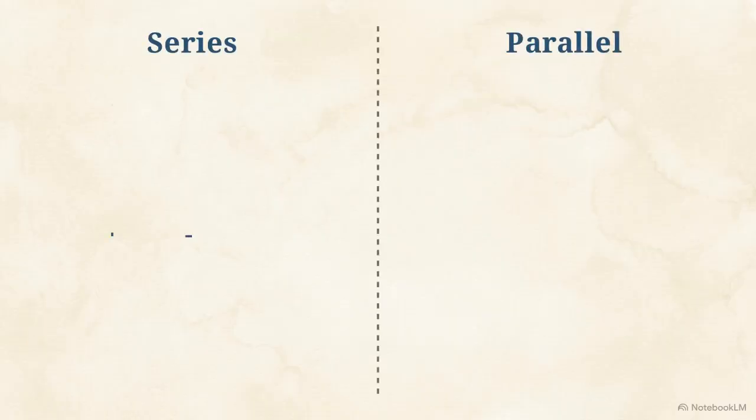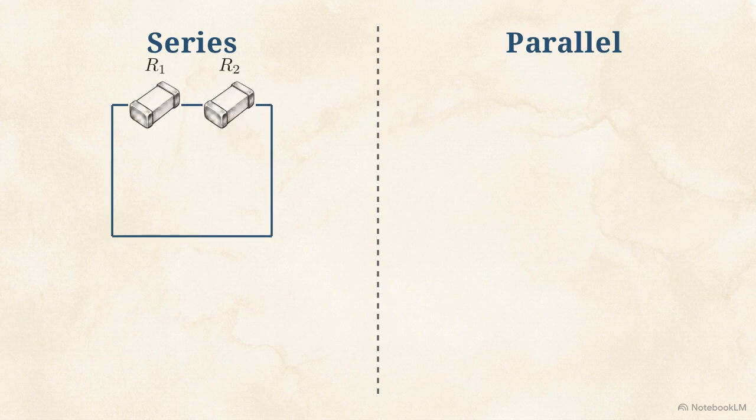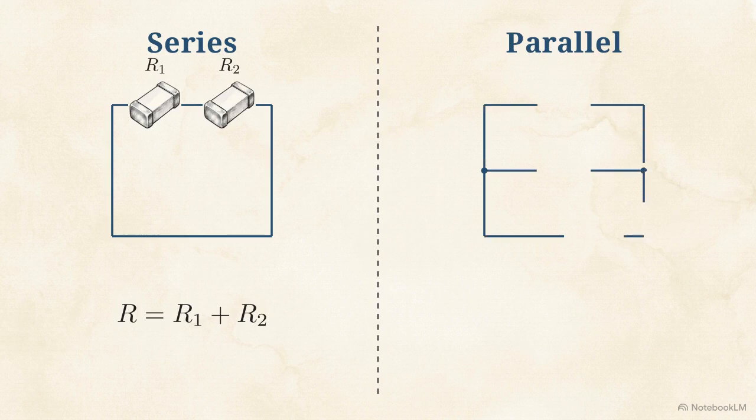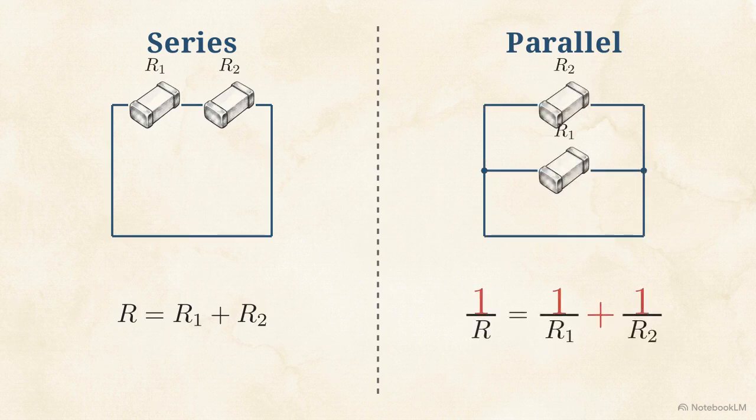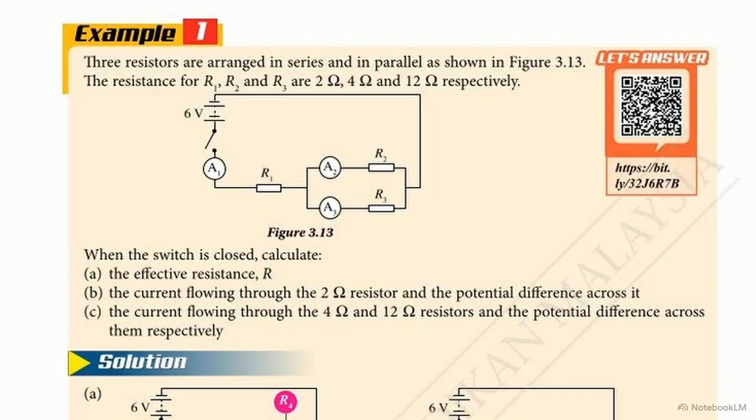Before we tackle complex circuits, we need to secure our basic rules. In a series circuit, resistors are lined up one after another, so we simply add their values together. In a parallel circuit, the current splits into multiple paths, so we have to add the reciprocals, 1 over R1 plus 1 over R2. Here is a standard textbook combination circuit. We have a 2-ohm resistor sitting right in front of a parallel split, containing a 4-ohm and a 12-ohm resistor.